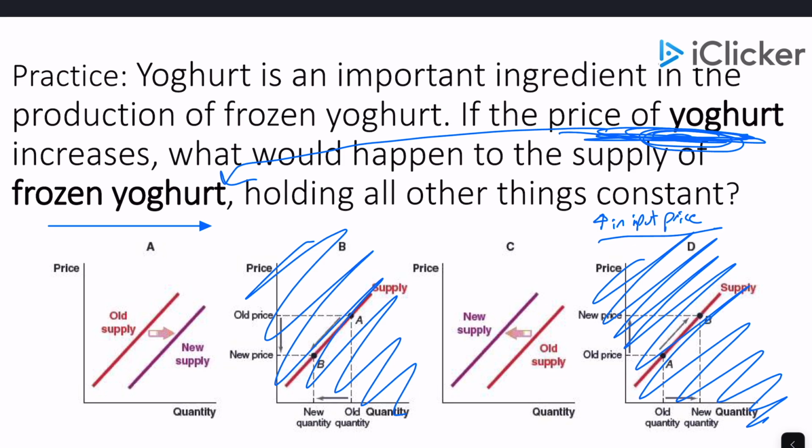An increase in input price. I need to go back and remember what's going on there. Is it going to be an increase or decrease in supply? As input prices go up, the marginal cost of production goes up. So this graph here would be an increase in marginal cost of production. So that will be a decrease in supply, right? It's shifting to the left. So here's our answer, C.